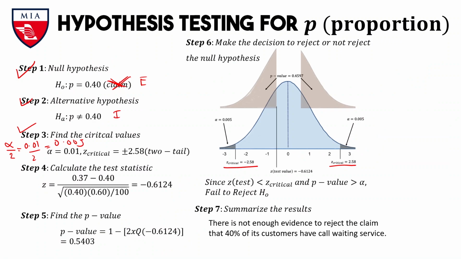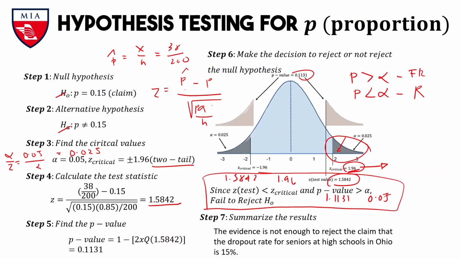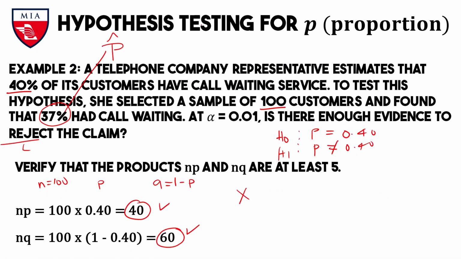And always remember, our p hat is less than our p. Remember this condition: our p hat is less than p. So if we have two percentages in the problem, automatically the smaller one is your p hat and the bigger one is your proportion.